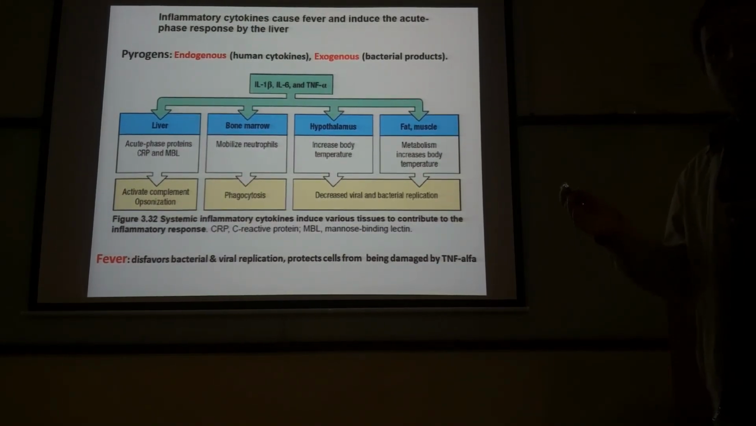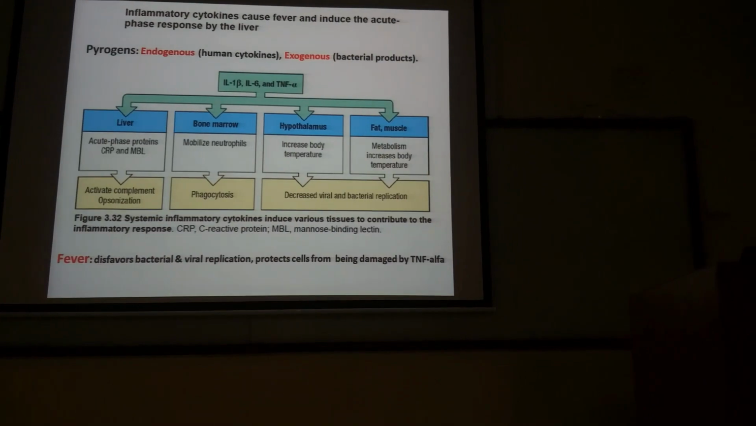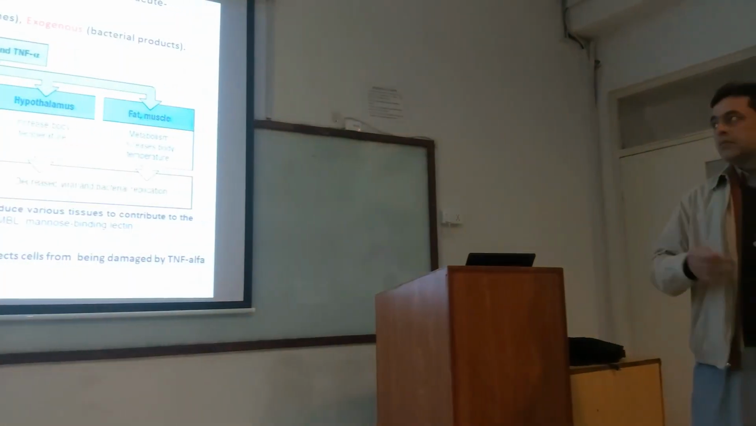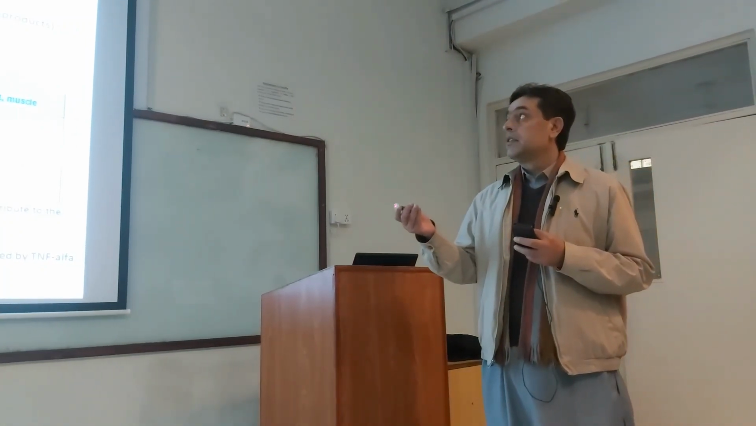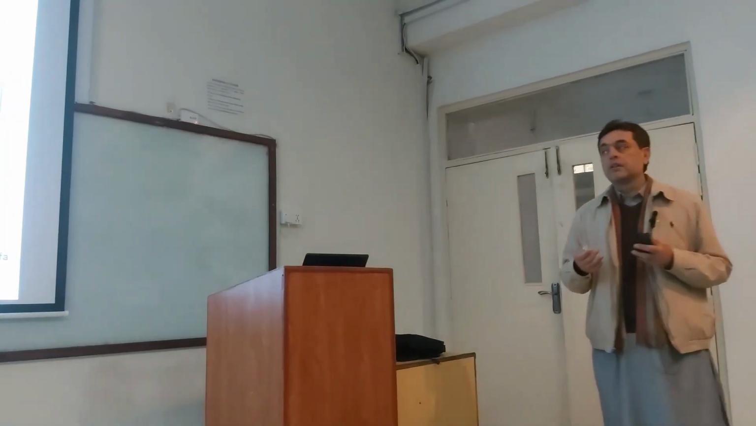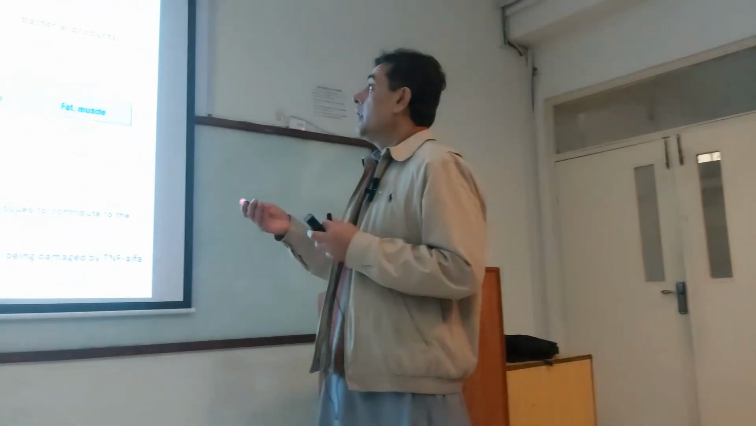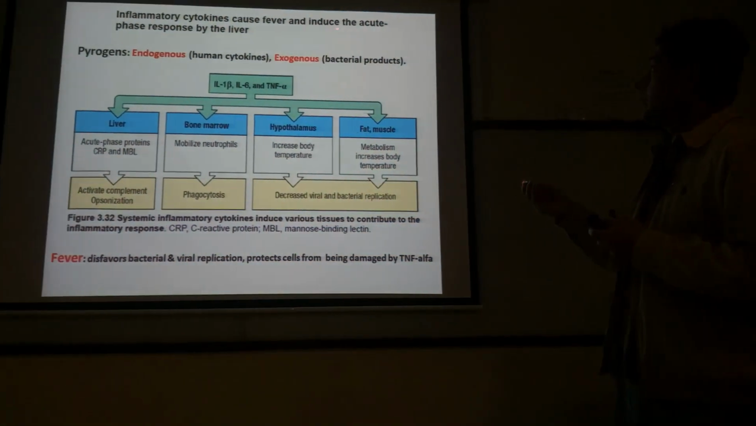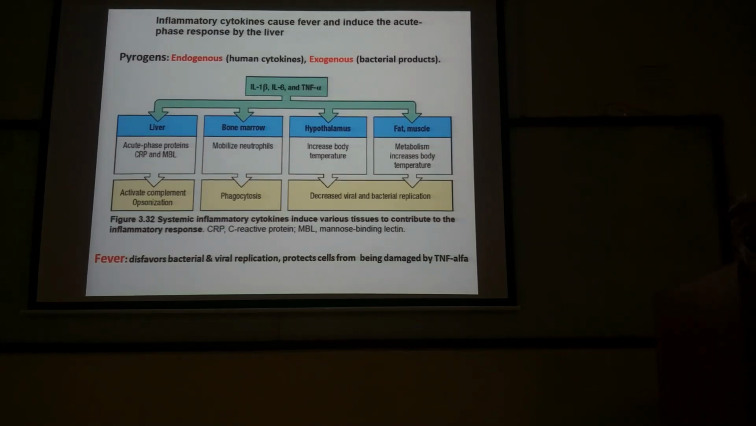Fever is a physiological response of your body when there is some kind of infection, particularly with some bacteria, etc., or other microorganisms. Then the body would generate the fever response, hyperthermia or increase in body temperature. So inflammatory cytokines cause fever and induce the acute phase response by the liver. Okay? What is the acute phase response? You would come to know in a while. Okay?